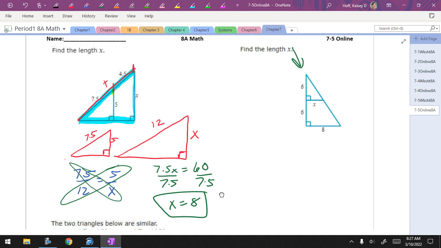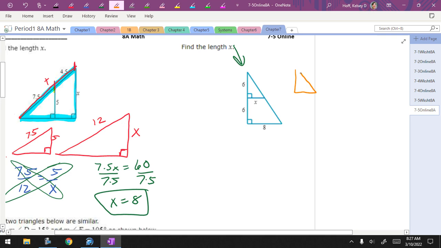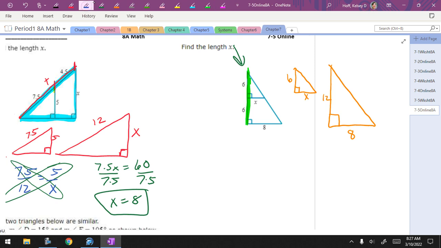Okay, so your two triangles, you should have had a little one. What's important on that little one? 90, 6, x. How about the big one? 8 and 12. Good, because we have to have that whole side there. 6 and 6 together would be 12.